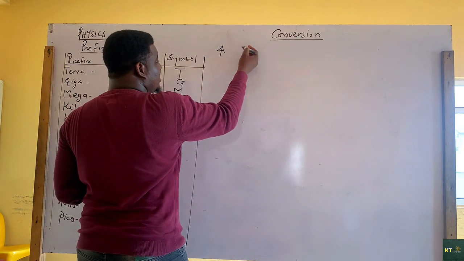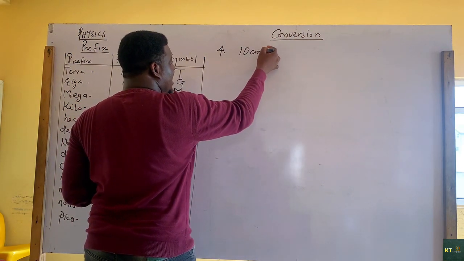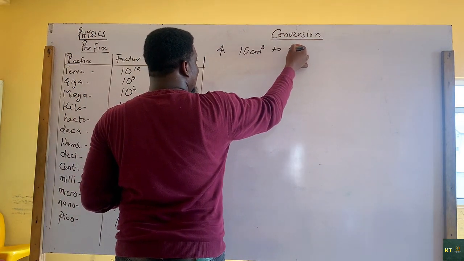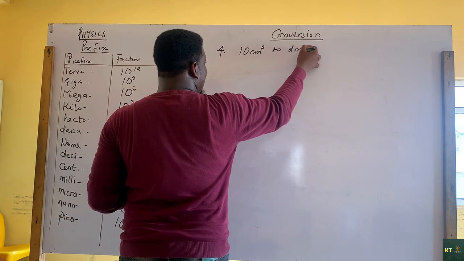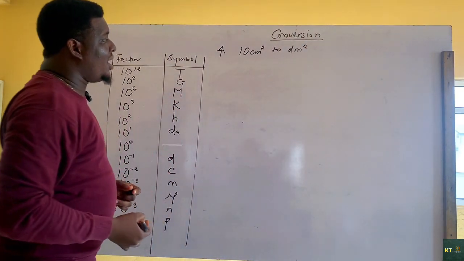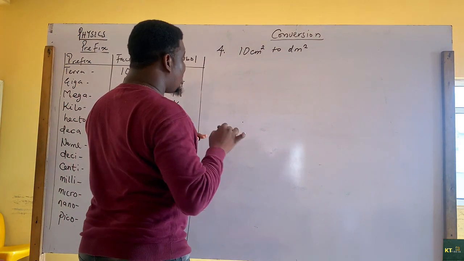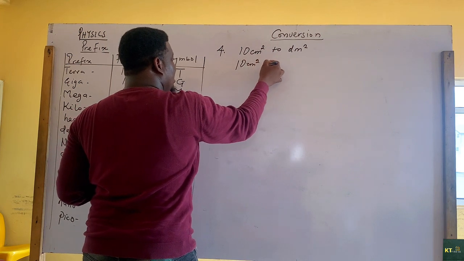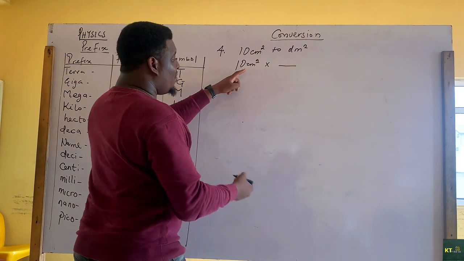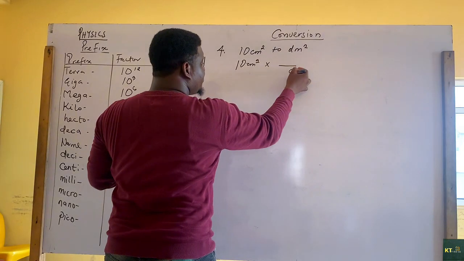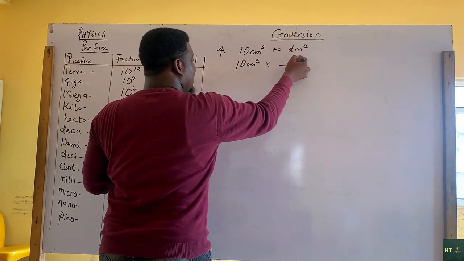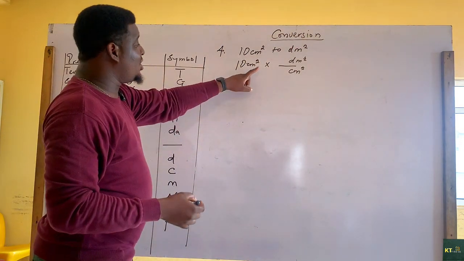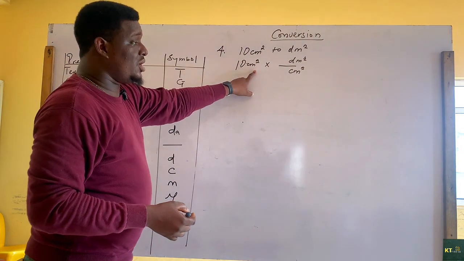Now we have, let us say, 10 centimeter square, talking about area, converted to decimeter square. Now I want to make it look more complicated. So we have 10 centimeter square multiplied by, now which one comes down? We have centimeter square. So decimeter square. And don't forget we are talking about area here. Whenever you see the units raised to the power of 2, we are talking about area.